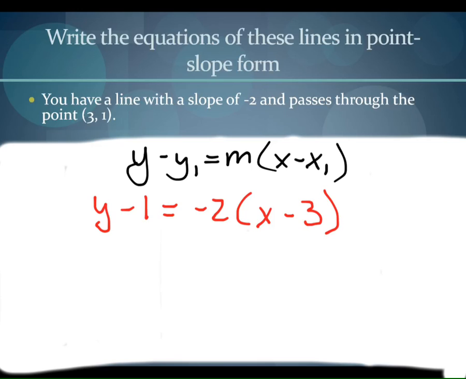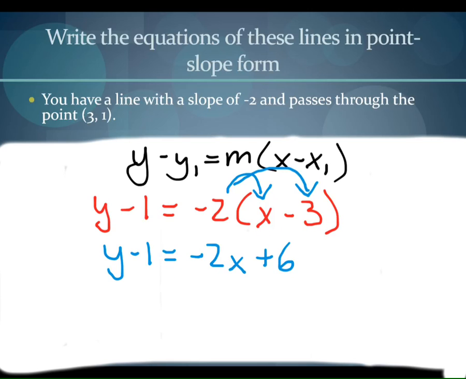Let's say I wanted to put this in slope-intercept form. That means y equals mx plus b form. All I have to do is two things. I have to first get rid of those parentheses, and I can do that by distributing that -2. y minus 1 equals -2 times x is just -2x. And -2 times -3 is +6.